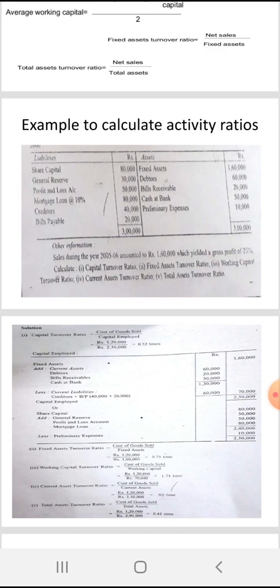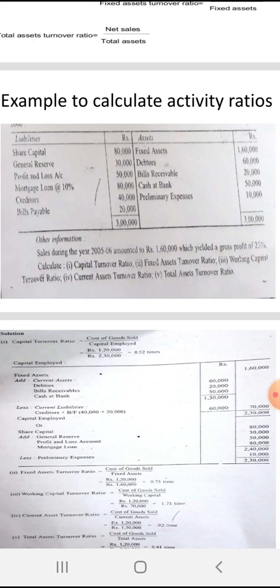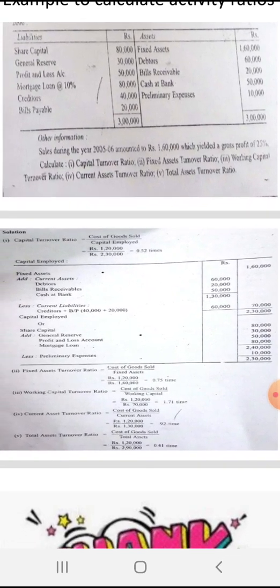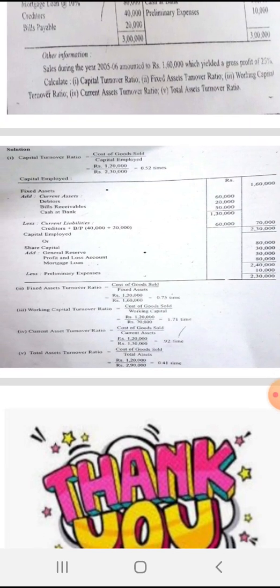Now let us see how activity ratio is calculated with an example. Here the balance sheet of a company is given, and we have to calculate capital turnover ratio, fixed assets turnover ratio, working capital turnover ratio, current asset turnover ratio and total asset turnover ratio. Now let us see how the calculation is done. Capital turnover ratio is equal to cost of goods sold divided by capital employed.